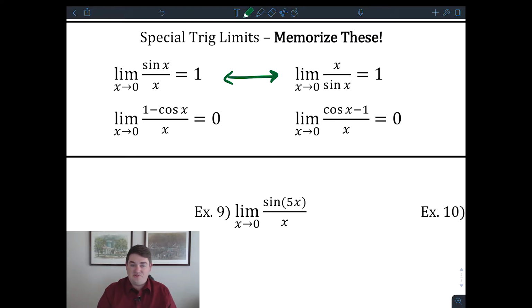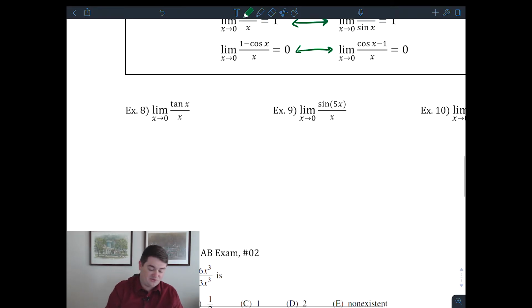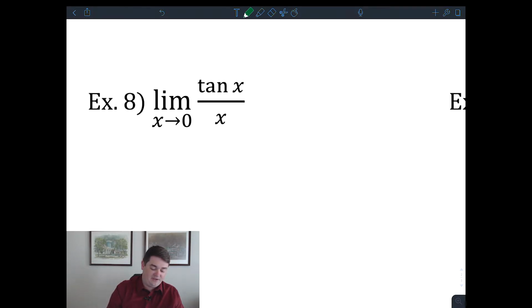The limit as x approaches 0 of 1 minus cosine x over x is 0, and if I take the terms in the numerator and make them switch places, it is still 0. The limit as x approaches 0 of cosine x minus 1 over x is 0. So using these, we'll try and answer these questions right here.